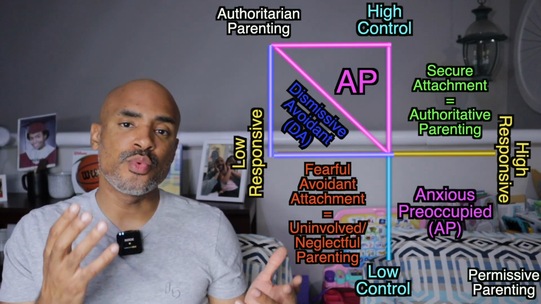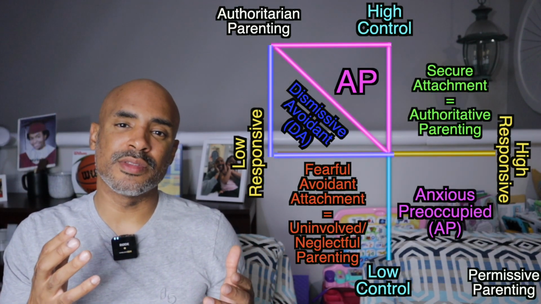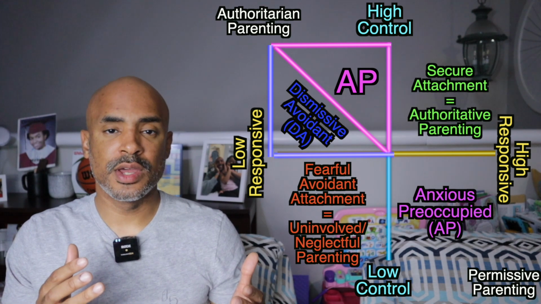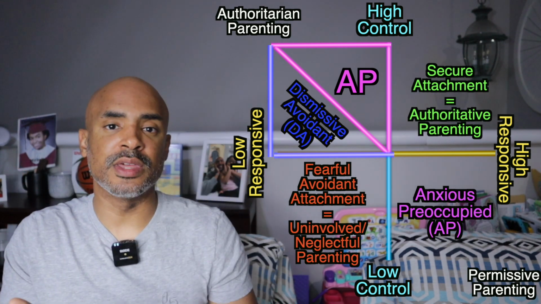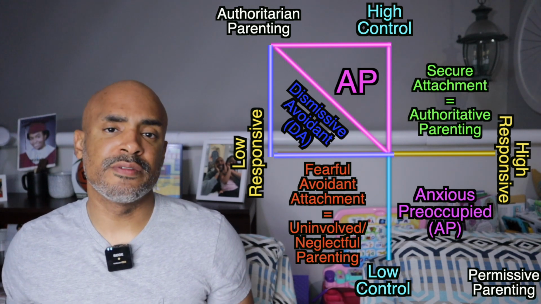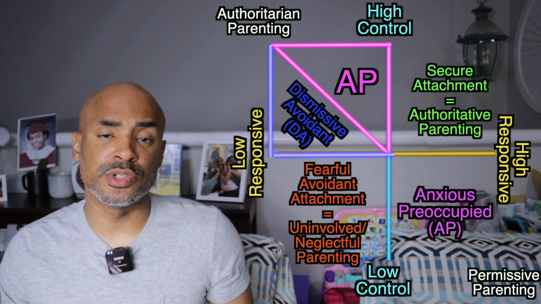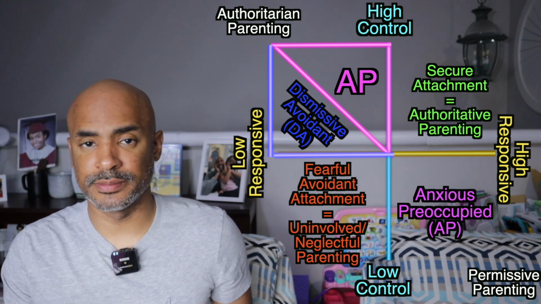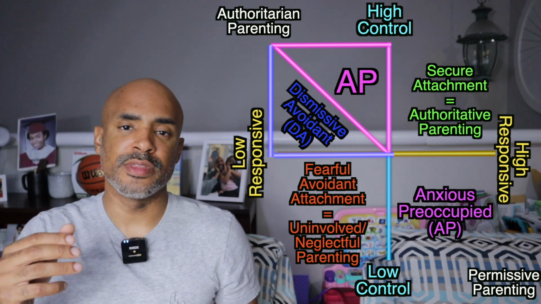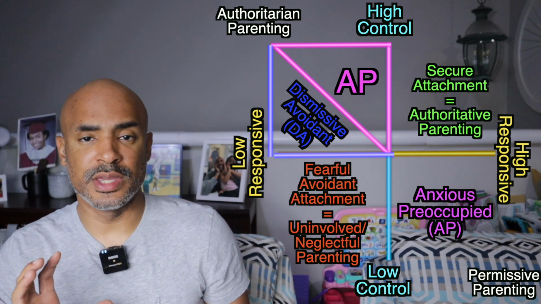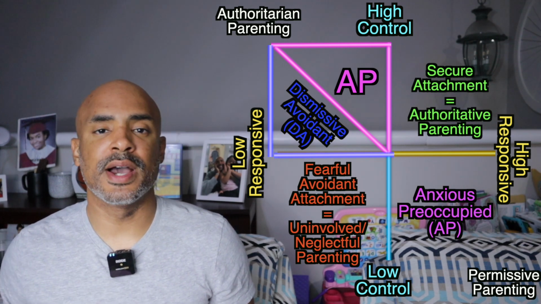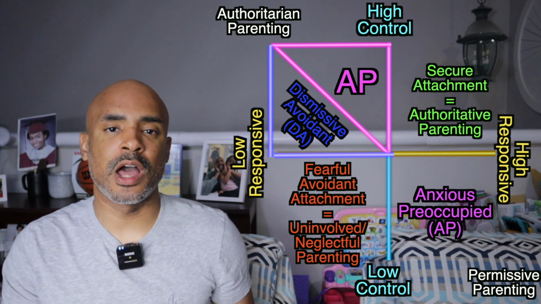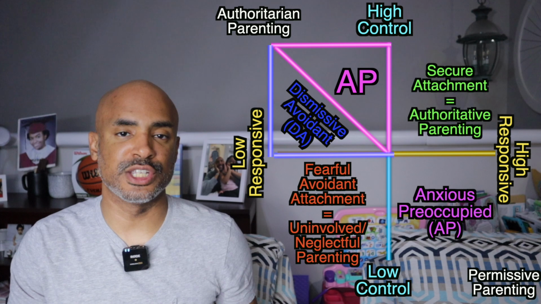And so I made this graph. Now this graph was really, really good because it breaks down the responsiveness and control aspect of parenting while also including the attachment theory. In the top right corner, you have the secure, which is going to be the authoritative parent. And then in the bottom right, you have the permissive parent or the anxious preoccupied, and in the top left you have a combination of dismissive avoidant and anxious preoccupied.